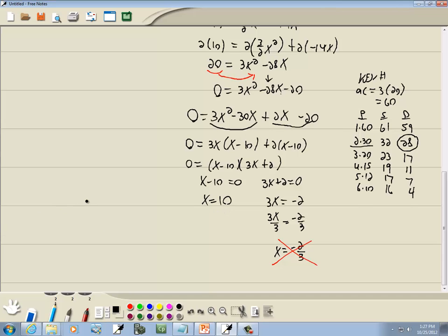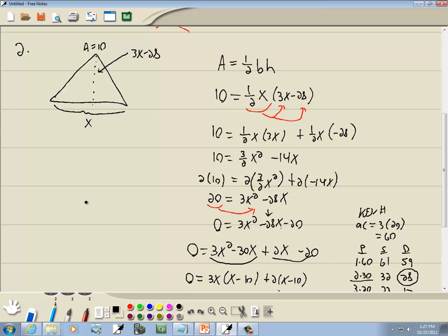So let's go up here. We now got x is equal to 10. That means that this side right down here is a distance of 10. Now they're wanting this height also. So if I plug 10 in here, I got 3 times 10 minus 28. 30 minus 28, or 2. So those would be your answers.